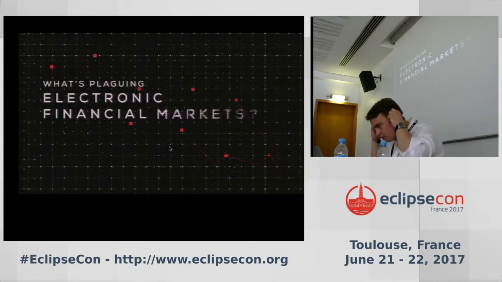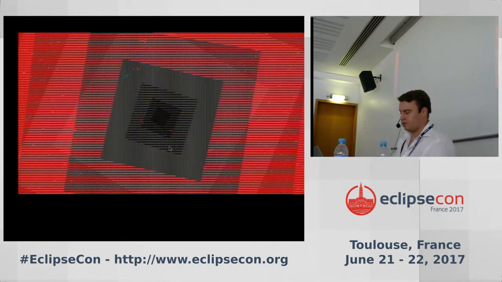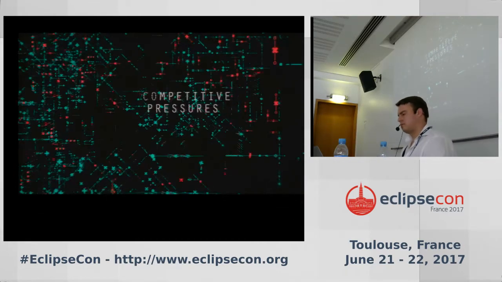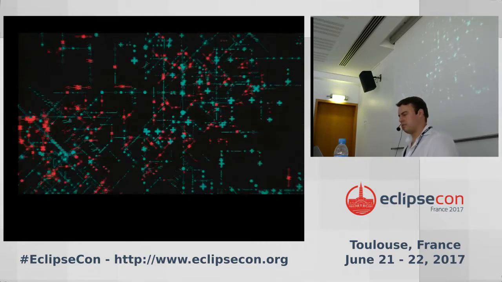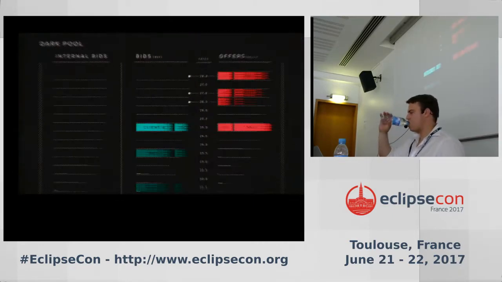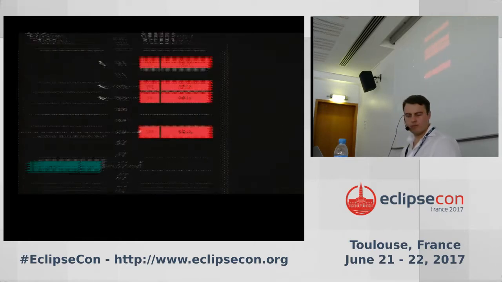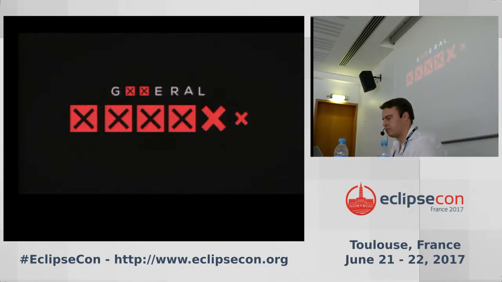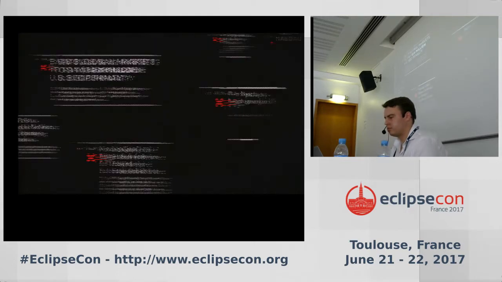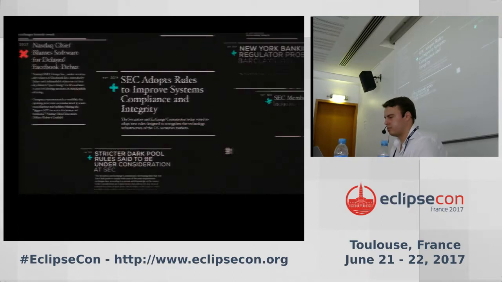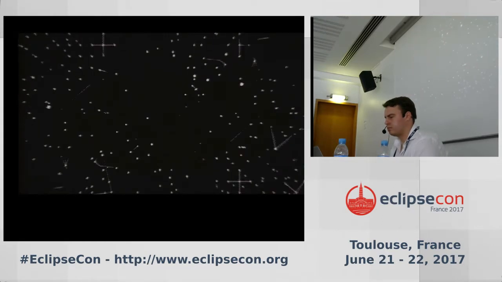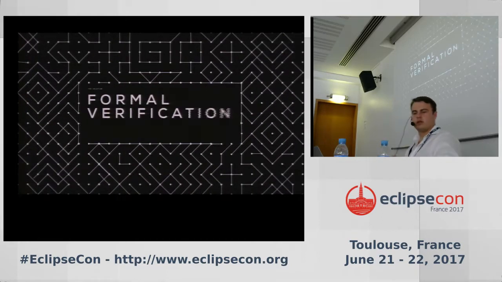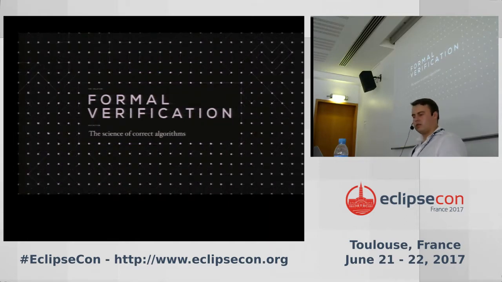What's plaguing today's electronic markets? The world economy is built on a staggeringly complex tangle of algorithms. Competitive pressures and economic recession have contributed to increasingly opaque and unstable markets. The effects of glitches and unfair advantages can be devastating, cratering the confidence of investors and ultimately hurting the general public. Regulators and the industry have worked tirelessly to define what safe and fair markets are. What's been missing is a way to analyze and regulate all of the algorithms underlying them. The solution is formal verification, the science of correct algorithms.